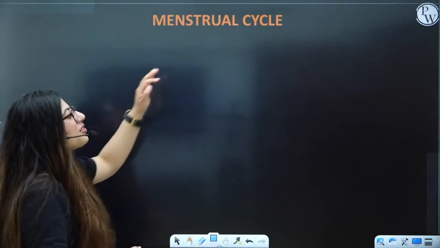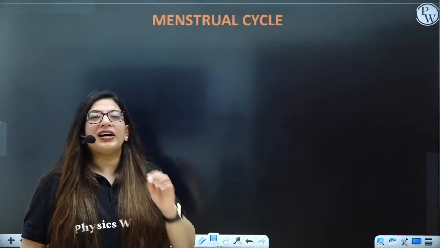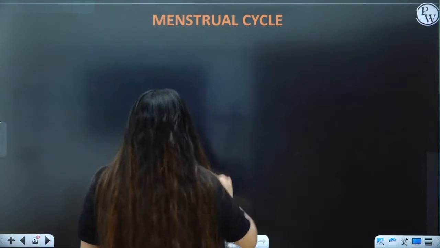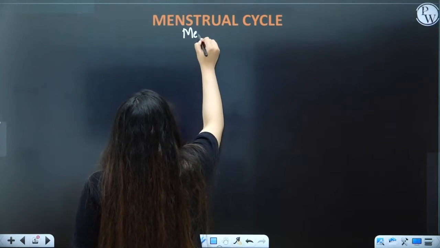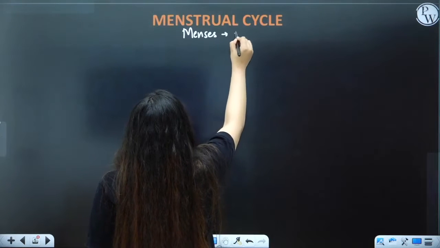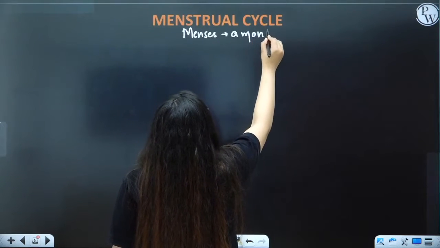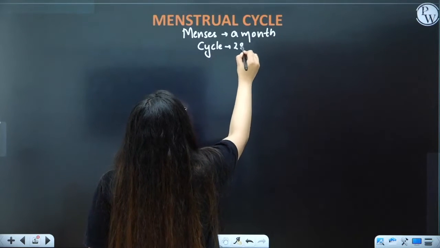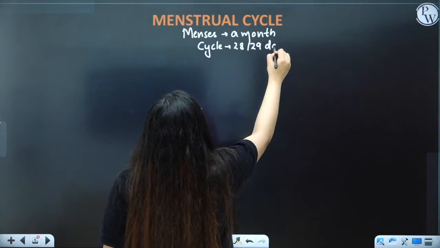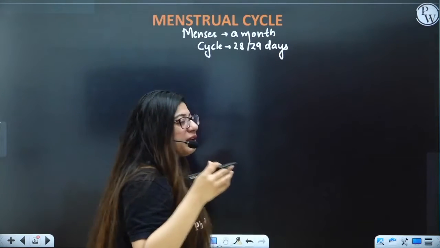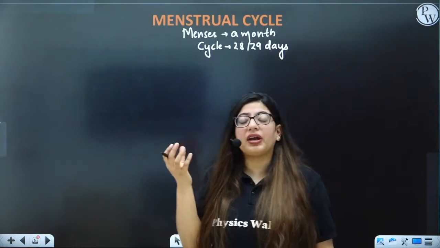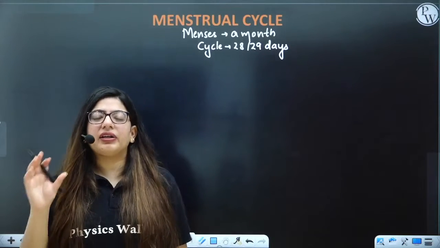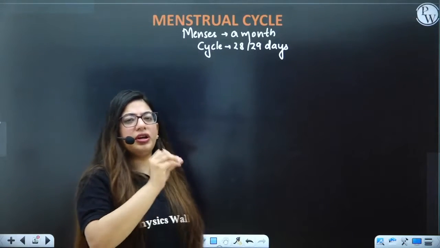So, menstrual cycle. First of all, the term menstrual, from where does it derive? It derives from menses, which means a month, because this cycle is of 28 to 29 days. But it's not strict. Some females have 30 days, 31, and some have around 40 days, which have different medical conditions. But in a healthy female, it varies from 28, 29, 30.